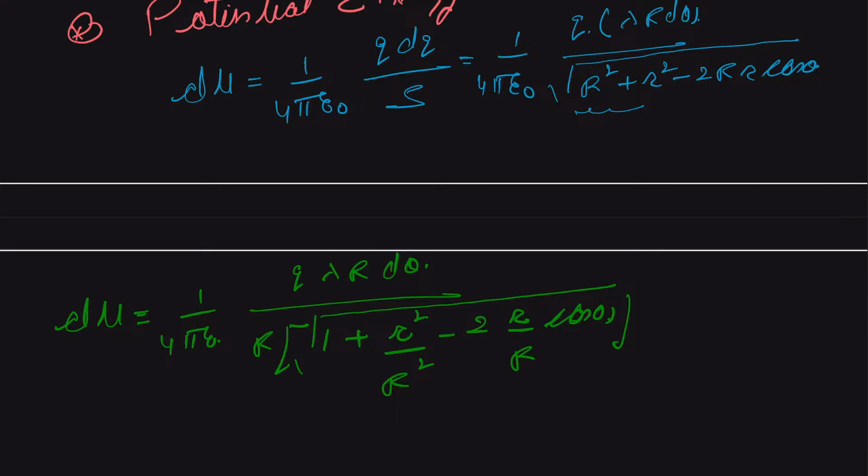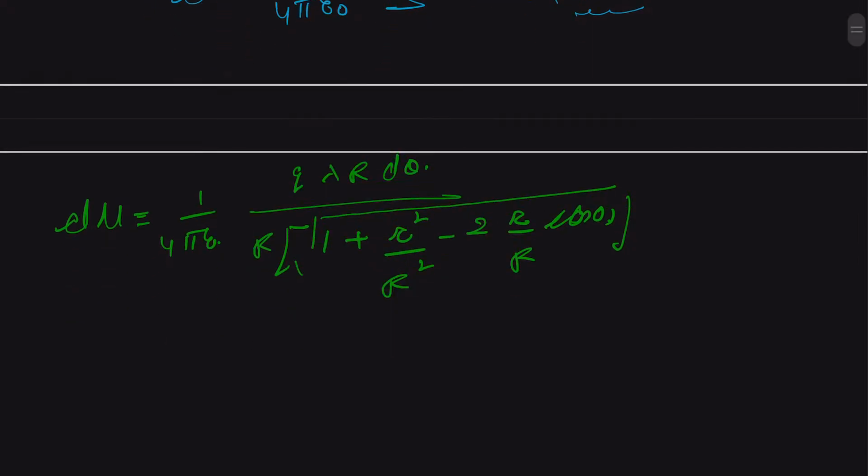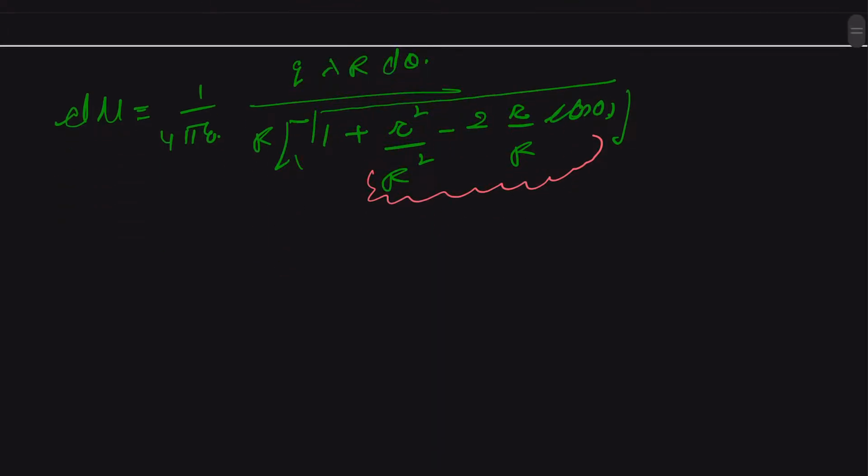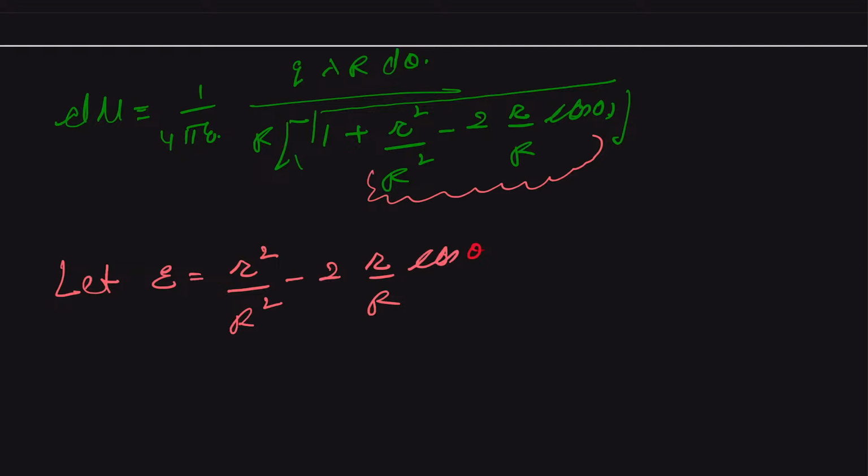In order to solve this denominator, we are going to use the Taylor expansion, and for that we are going to assume that this is equivalent to some variable. So we are going to assume that epsilon is equal to small r square upon capital R square minus 2 small r over R cos of theta.